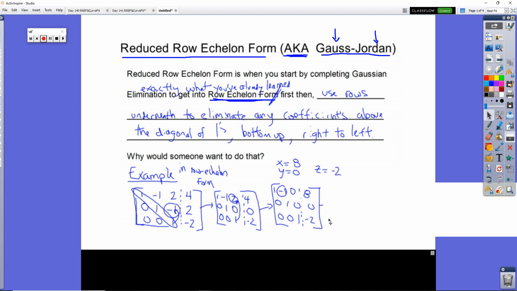Rows 2 and 3 remain the same because we didn't make any changes to those. Now, we're almost finished with the Jordan part of this process, except there's still one spot above the diagonal of ones that's not a 0 right here.